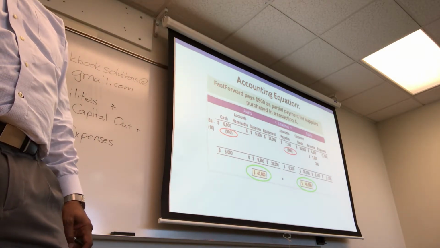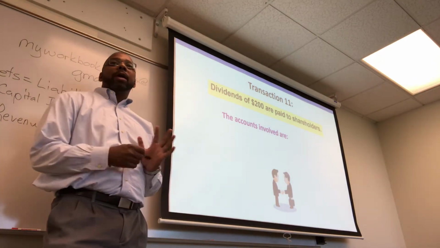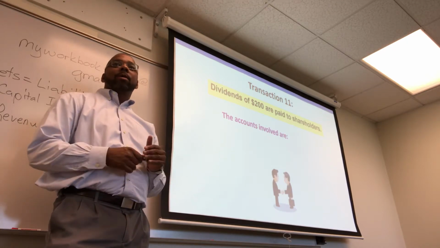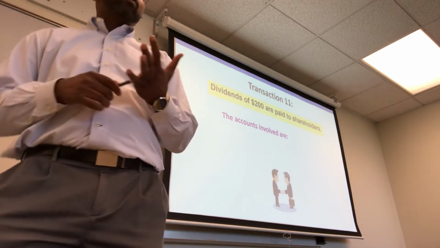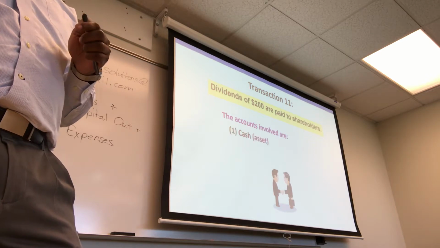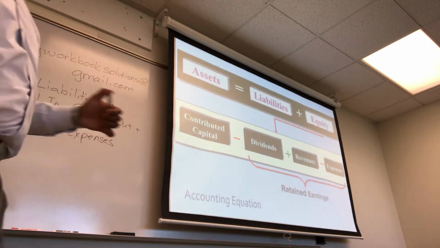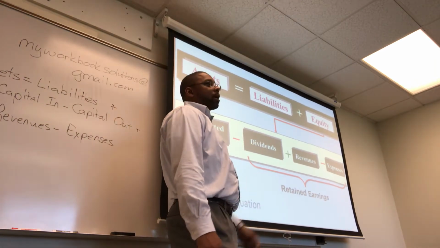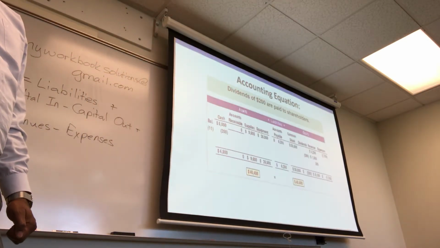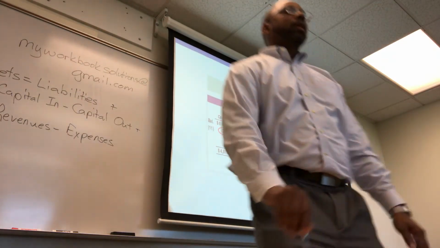All right, transaction 11, we're going to pay a dividend to our shareholders. When we pay a dividend, what type of account is that? Yeah, capital out, or dividend, right? Either way. So we're going to increase our dividend account, and we're going to decrease our cash. But what happens when we increase our dividend account? When we increase dividends, we decrease equity. Everybody with me? So we have a negative 200 here, and we have a negative 200 here. This is negative to our equity.